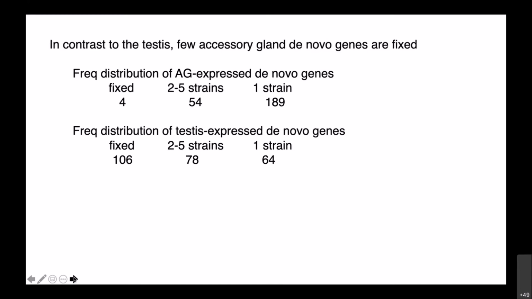Is it that the accessory gland is more tolerant, for example, of deleterious expression? Is it the case that some kind of interesting natural selection is driving these novel genes in the accessory gland into populations, but the selective environment changes so quickly that they rarely fix? Is it the case that a lot of the expression in the accessory gland has no fitness effects, for example?